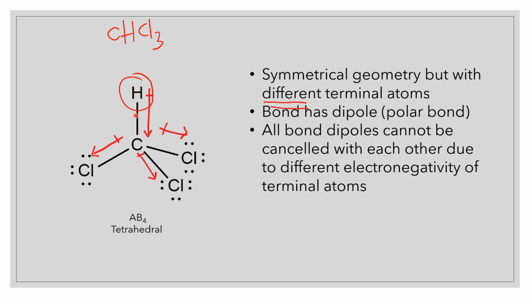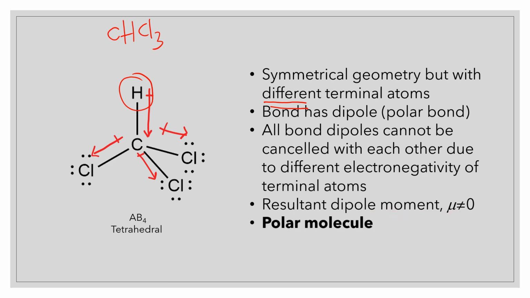So since we have one CH bond over here, all bond dipoles here cannot be cancelled with each other. They cannot cancel out each other. So this will give rise to the resultant dipole moment. Again, the value of the resultant dipole moment will be non-zero, which is mu not equals to 0. So this molecule will be a polar molecule.